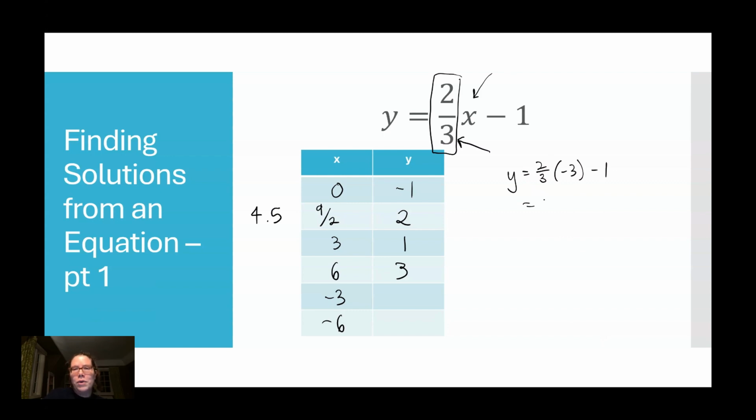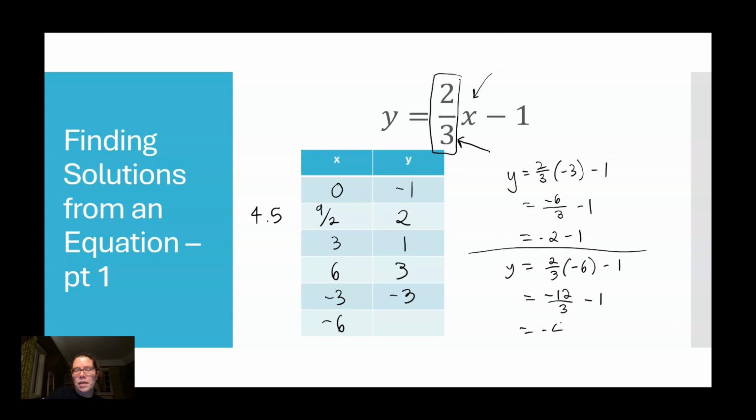Plugging in for -3, we have got 2 times -3 is -6. And then we divide by 3 to get -2. We've got -3. And we'll do the same thing for plugging in -6. Multiply on the top and divide by the bottom. -5. So that's how, if you need to find a solution, you can just pick and plug in truly any number you want. But it's nice with a fraction when we use a multiple of the denominator.